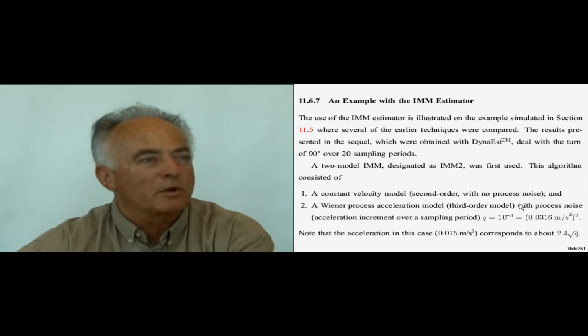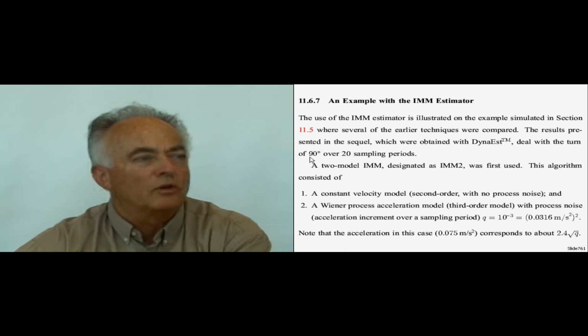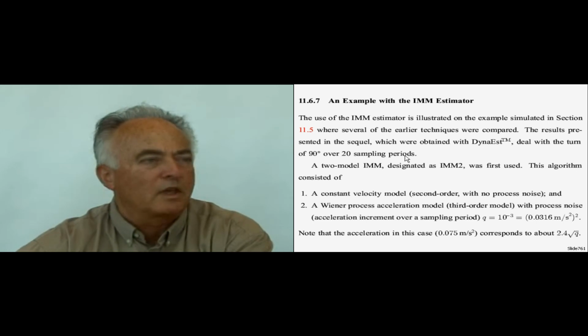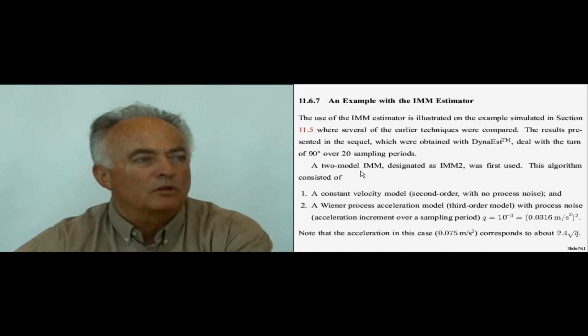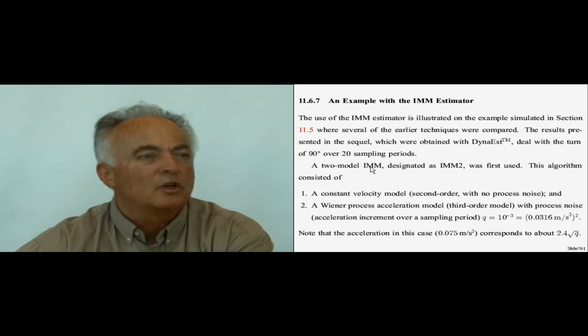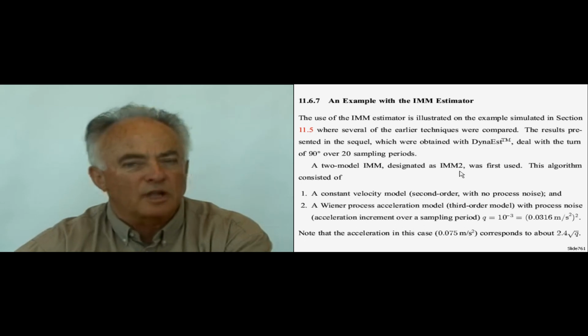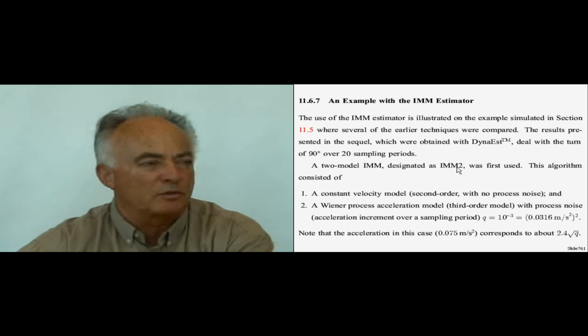Let's look at the first example with the IMM estimator. This is an academic example, then we'll go to a realistic one. This deals with the motion of an object turning 90 degrees over 20 sampling periods. It's a relatively benign motion. We looked at two IMMs in this case: an IMM2 using 2 models, and then an IMM3, an IMM with 3 models.